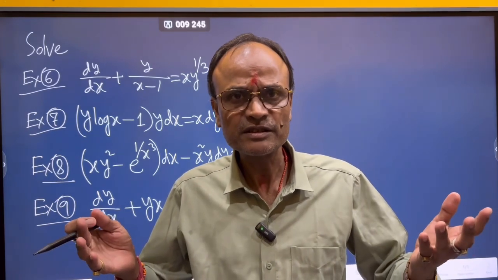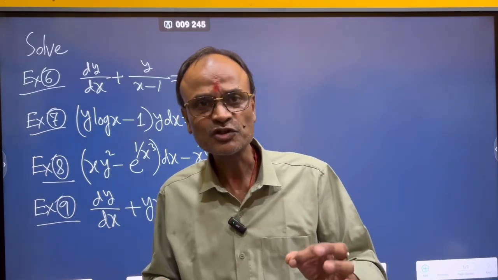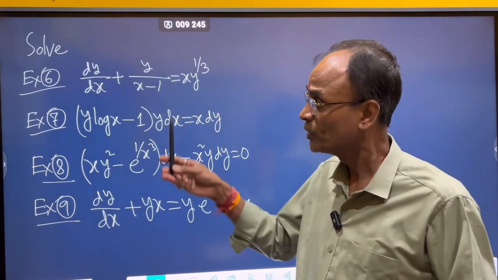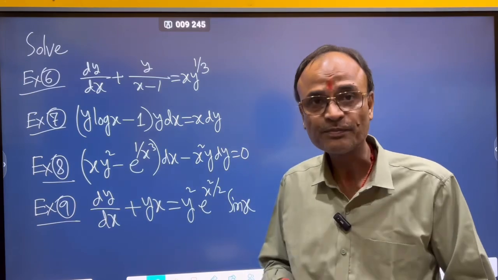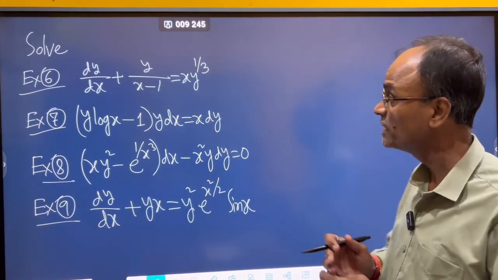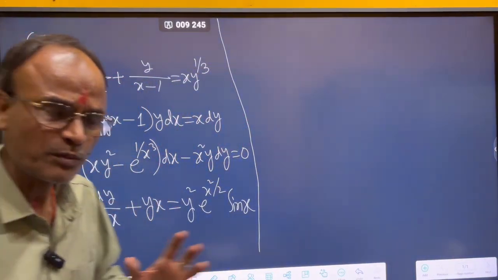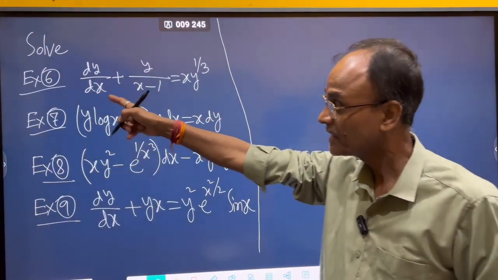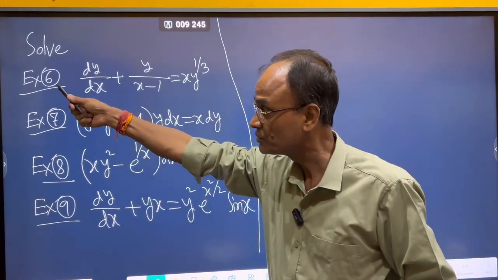We are discussing Bernoulli's differential equations. In the last class, we solved 5 problems on Bernoulli's differential equations. Today we are going to solve these 4 problems. All the problems are of the same type, Bernoulli's differential equations. Let us try to solve this problem. Today's problem number 1, and since we have already done 5 problems, this problem will be number 6.